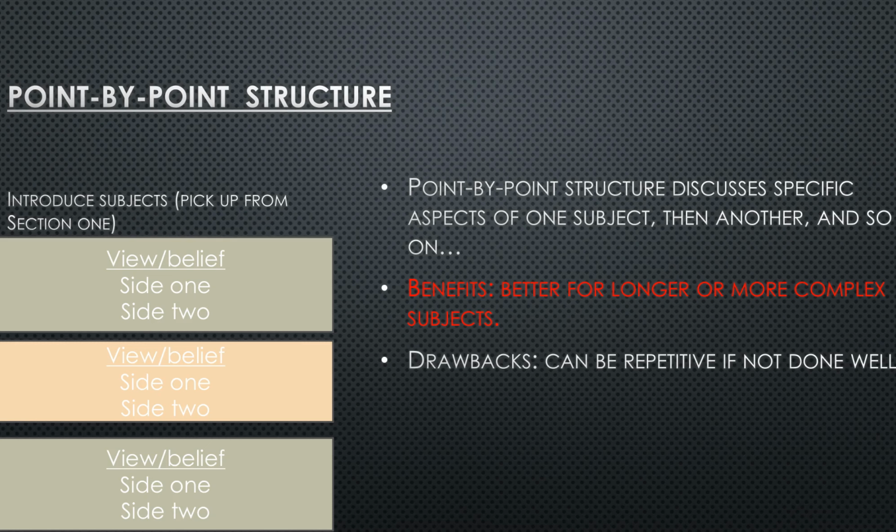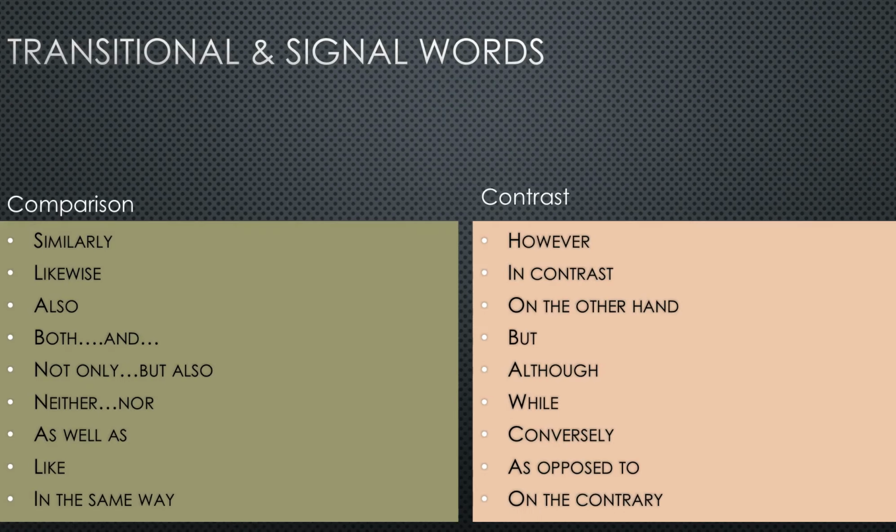So you want to do a criteria element and then how each side addresses that. So a point-by-point structure discusses specific aspects of one subject, then another, and it keeps going. The benefit of the point-by-point is that it is more suited for longer or more complex subjects. However, it can be tricky and it can be a drawback because it might appear to be repetitive if it's not done well. But keep in mind that if you were to use transitions and signal words, it might not read in a repetitious way.